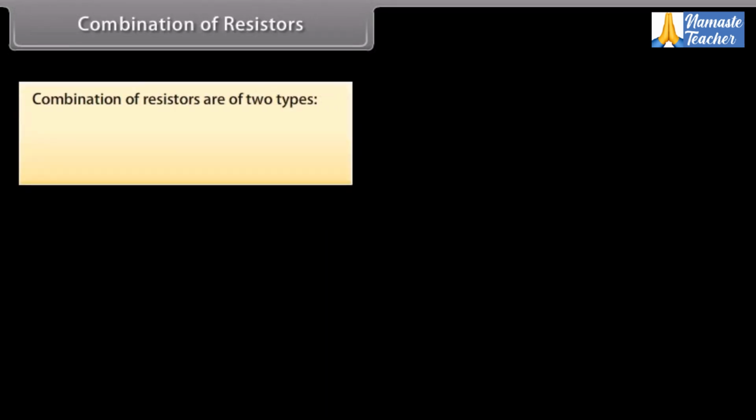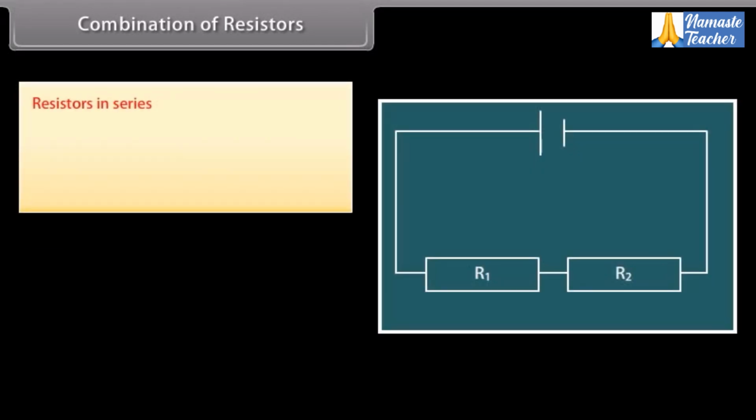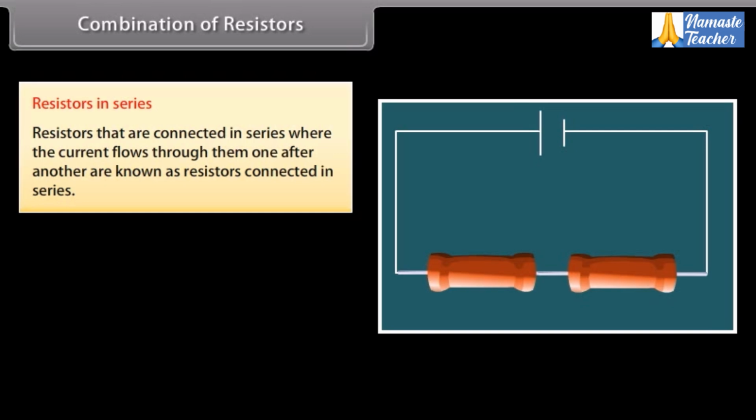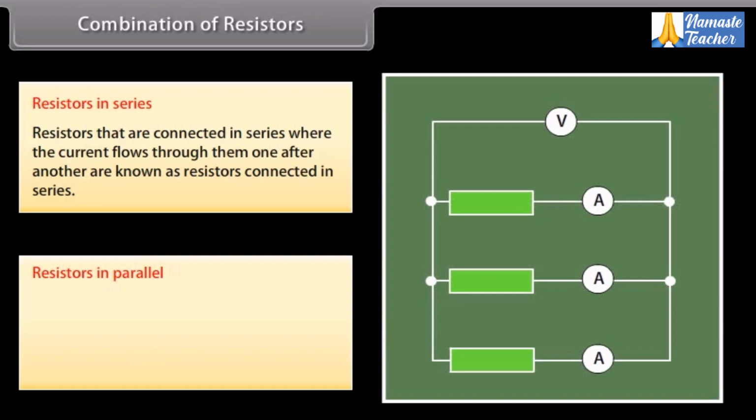Combination of resistors are of two types. They are resistors in series and resistors in parallel. Resistors in series. Resistors that are connected in series, where the current flows through them, one after another, are known as resistors in series. Here, the current depends on the applied voltage, the number of components, and the nature of components in the circuit.